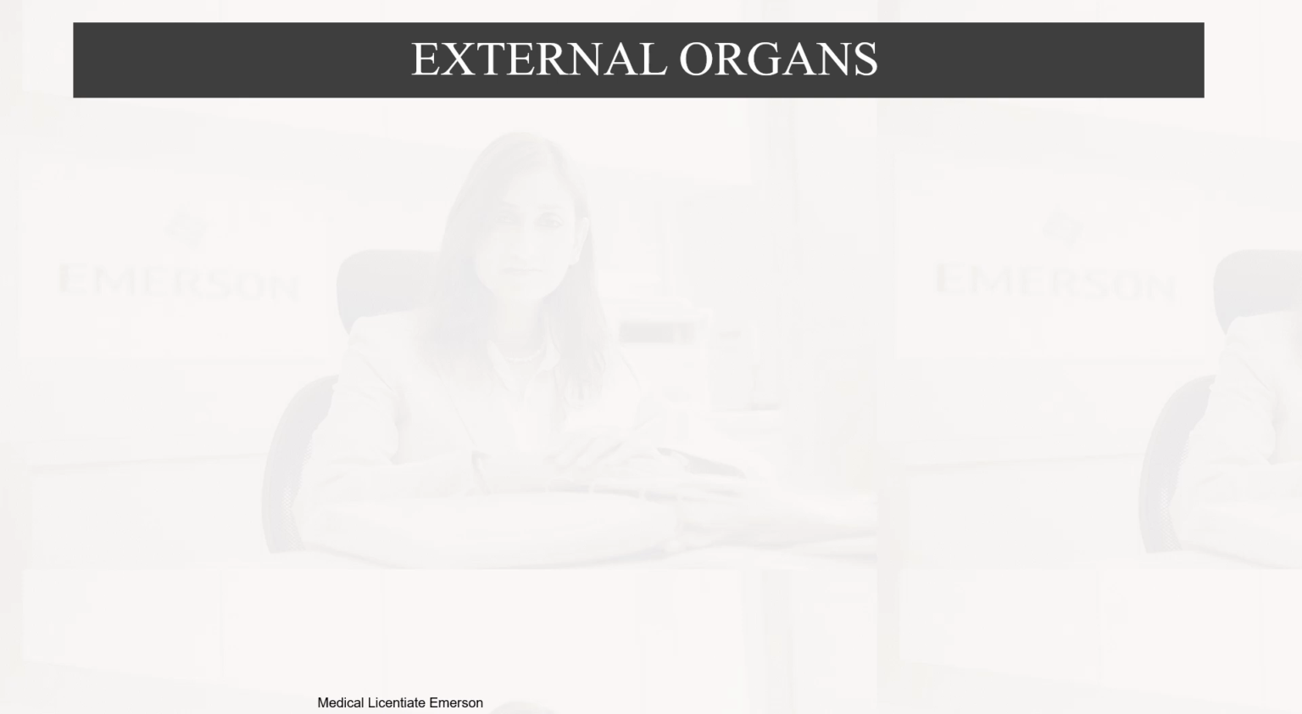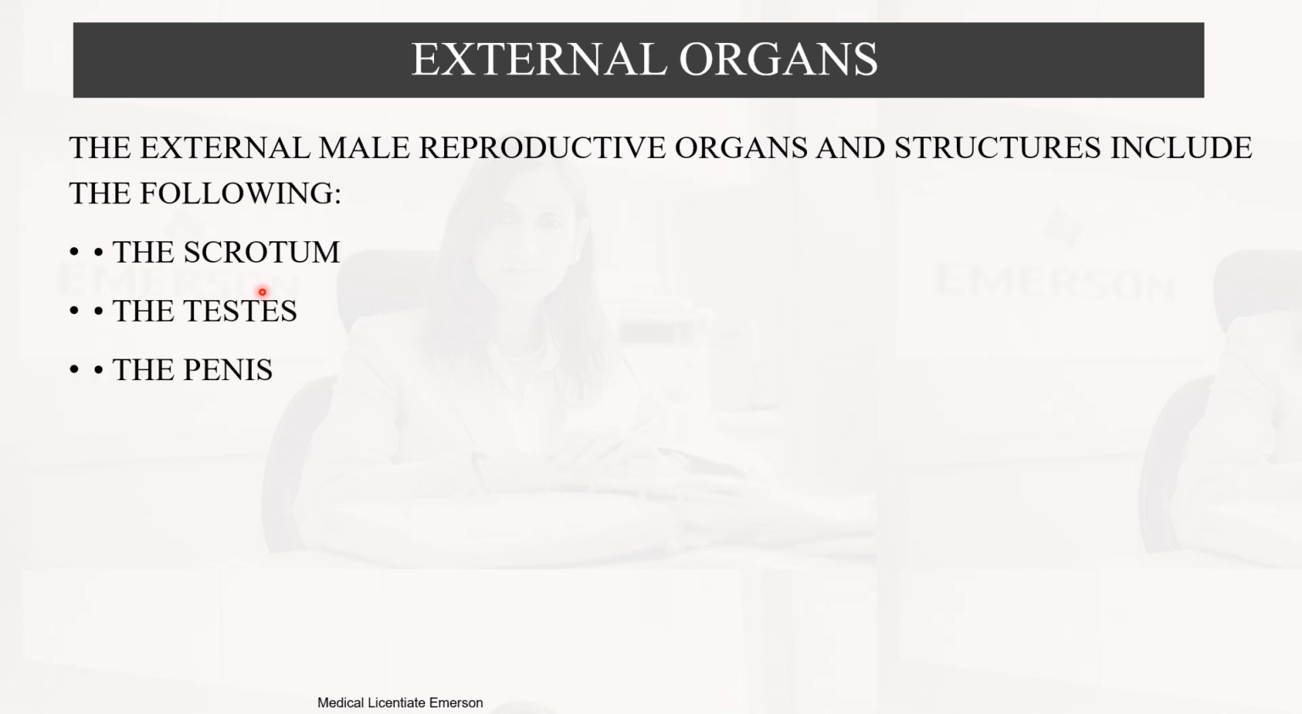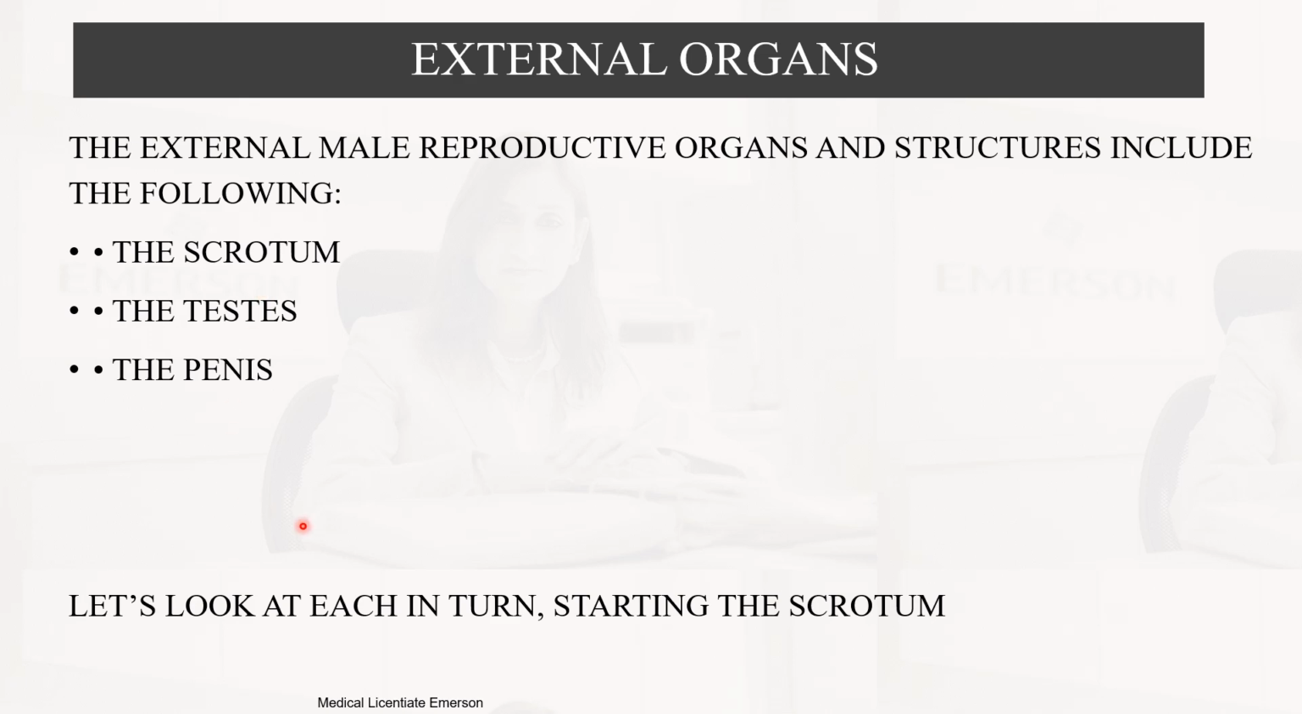Then for us to go into details about the organs, we're going to separate them into external and internal organs. Starting with the external organs, the external male reproductive organs and structures include the following: the scrotum, the testis, the penis, and also more. We have to now look at each of these structures in detail.